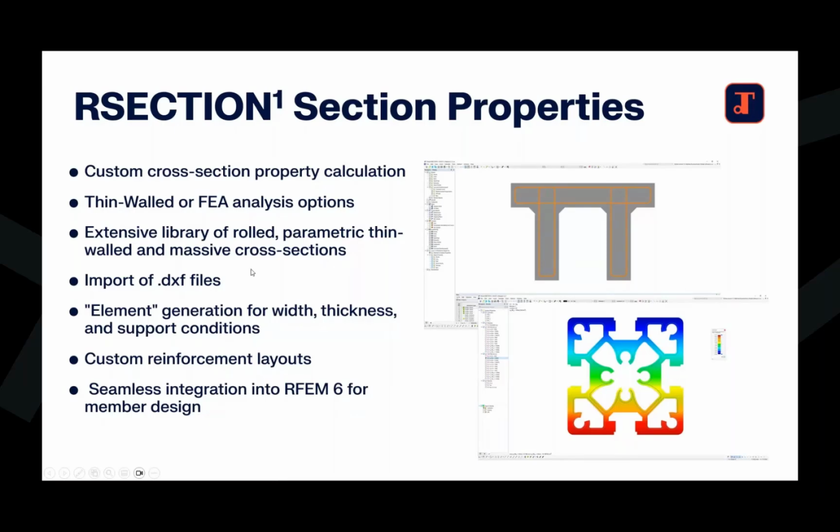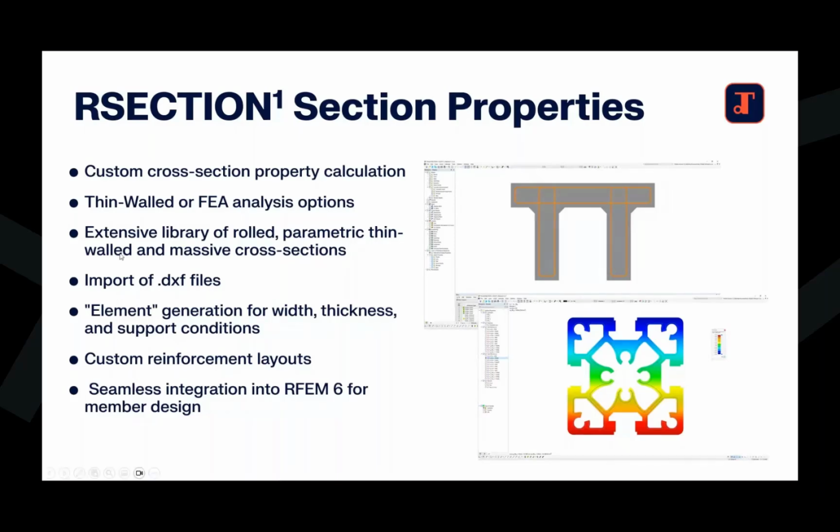If you want to create your cross sections, so for example, built up cross sections, you have access to all the same cross section materials that you do in RFEM. So an extensive library of these rolled, parametric, thin-walled, or even massive cross sections. But you can also import in something like a DXF file, which is again quite common for an aluminum extrusion.